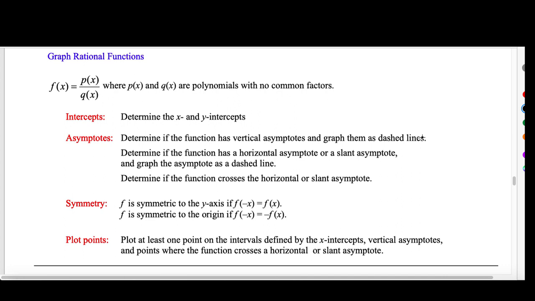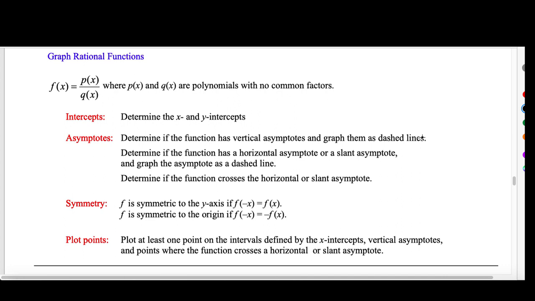f of x represents a rational function, right? p of x over q of x, where p of x and q of x are polynomials with no common factors, right? So pretty much for graphing any function, it's always a good idea to identify any intercepts, x and y intercepts, right? We've had a lot of practice on how to do that. Set x equal to 0 and solve for y, and then vice versa, set y equal to 0 and solve for x, right?